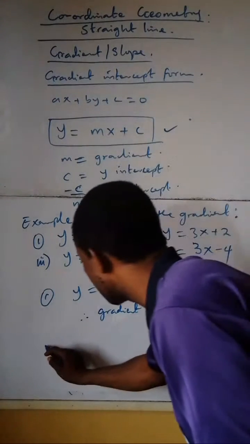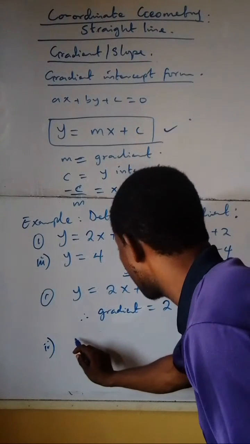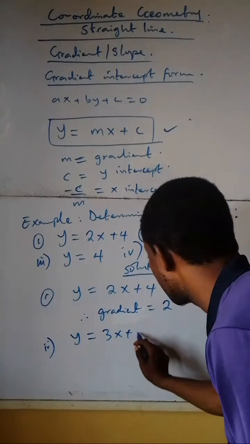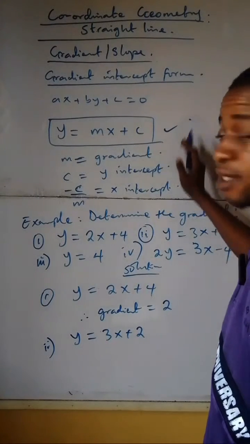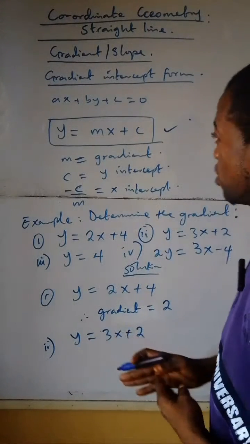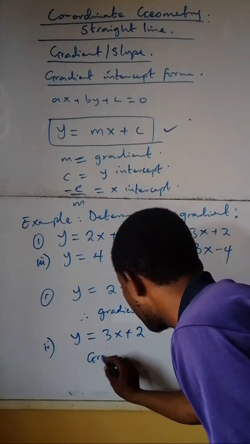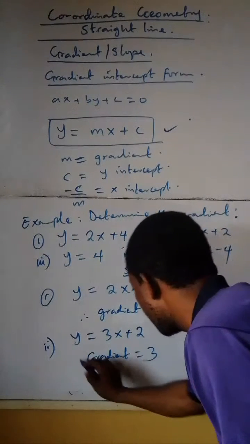Now, the second one, from what is given here, we have y equals 3x plus 2. It is also easy to see, comparing with the gradient intercept form, that the coefficient of x is 3. So we can now say the gradient here is equal to 3.